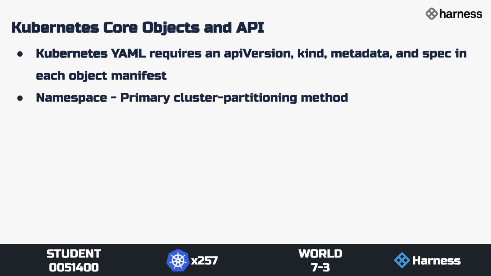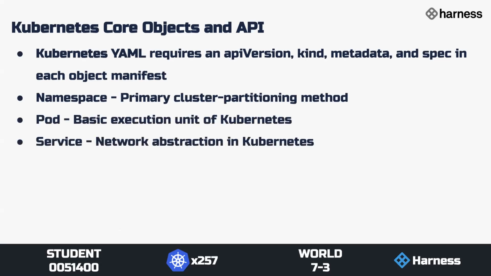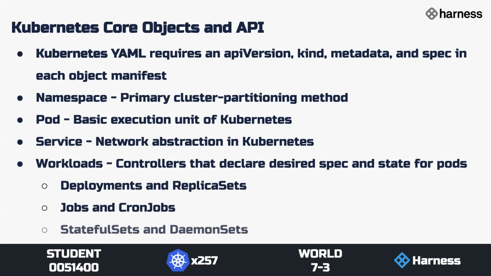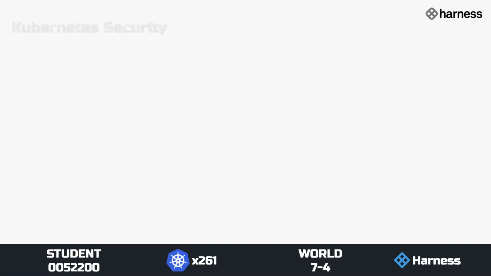Namespaces, the primary way to partition a cluster. A pod, the basic execution unit of Kubernetes. The service, the basic network service of Kubernetes. Workloads are different controllers that declare the desired state and spec of all of the pods that exist out there. So you've got deployments and replica sets, you've got jobs and cron jobs, and you've got stateful sets and daemon sets. So different workload types that are basically controllers that steer the cluster towards a desired state.